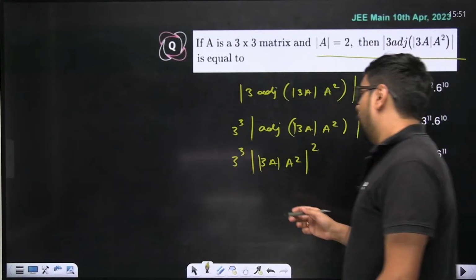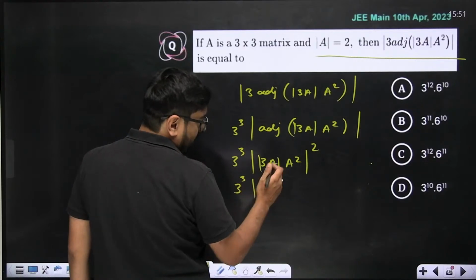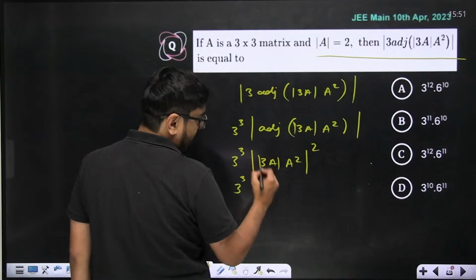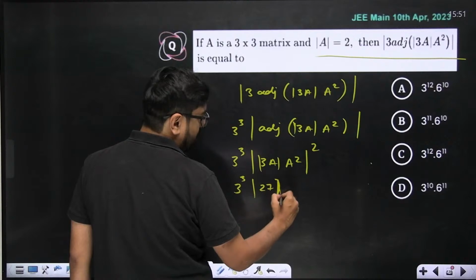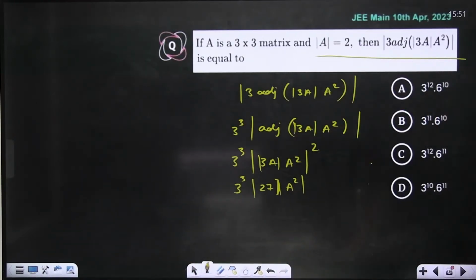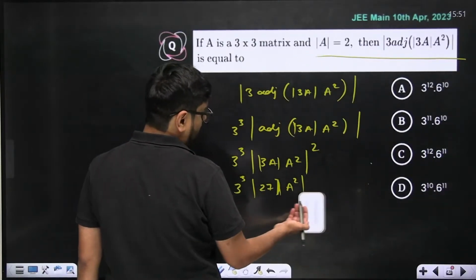Correct? Now, 3 will come out of this determinant. Right? That will make 27. Sorry, wait. This 3 will come out of this determinant, that will make 27, and 27 into this will make 54, multiplied with 2 also, because the power is 2. Right? Because the power is coming out to be equal to 2. So this will become 54, determinant of A square, whole square.